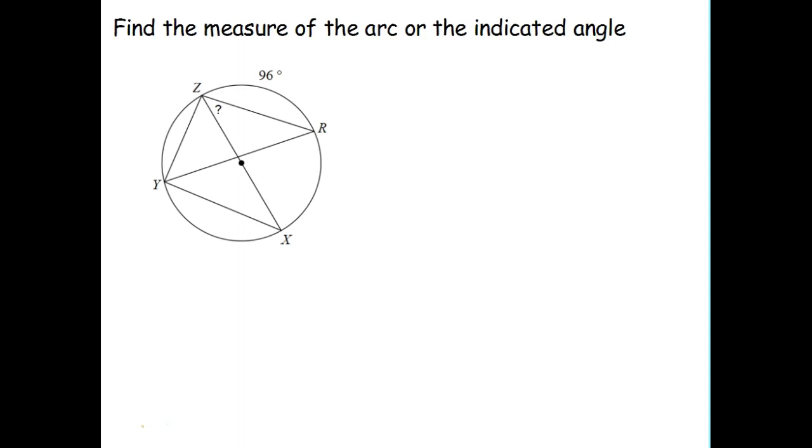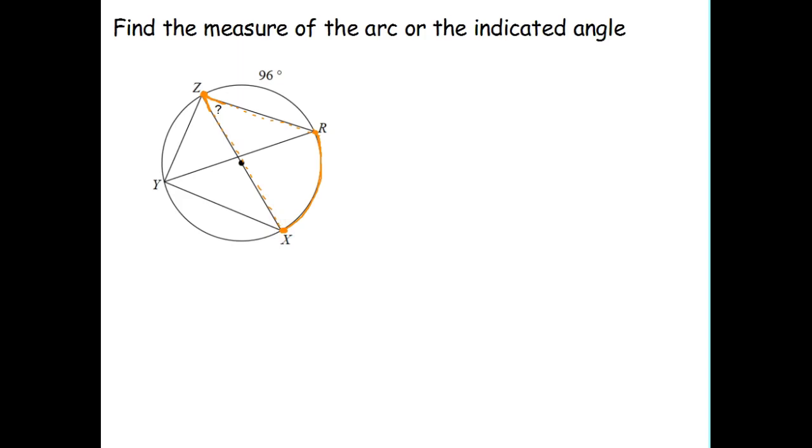All right, last one that we're going to look at here. So again, we're looking for this angle right here, angle Z, which again is an inscribed angle because its vertex is on the circle. So in order to know this angle, we have to figure out where the intercepted arc is. So again, we're going to draw the lines out. And we can see that the intercepted arc is going to be in between those two sides. So it goes from R to X. Here's our intercepted arc.